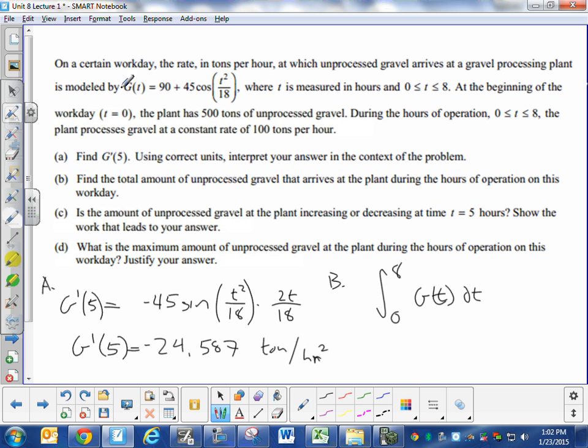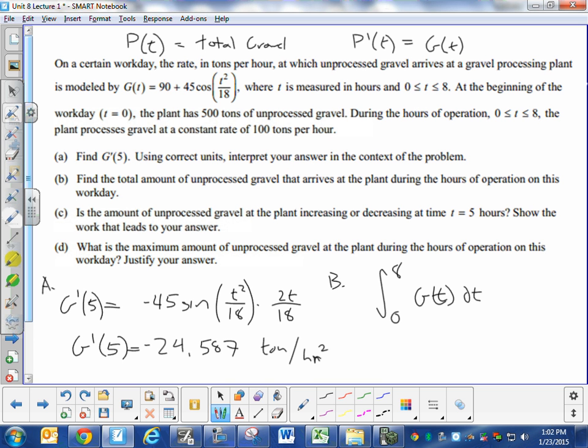Now, of course, they're telling you g, it's not g prime. You've got to almost come up with a different function. You could say p of t is equal to the total gravel. And you would have to say, okay, the connection is that p prime is equal to g. Whew. All right, this is what you're expected to know how to do come May 4th.